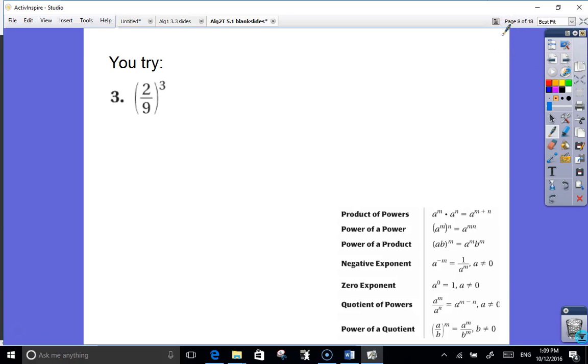Which is the property? Power of a quotient, which just means distribute it, right? 2 to the 3rd divided by 9 to the 3rd, which is 8 over 729. Okay.